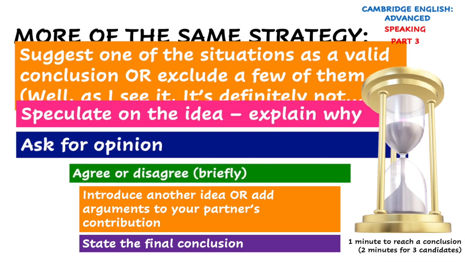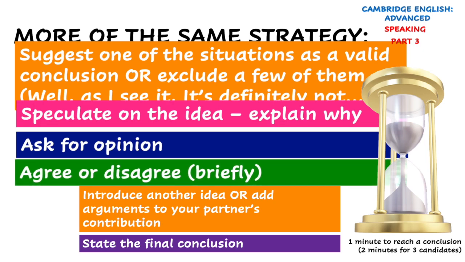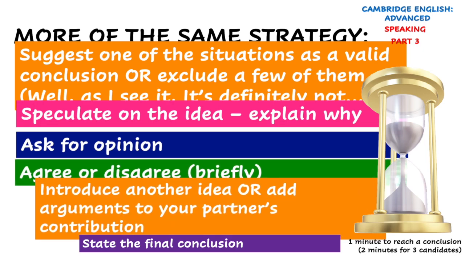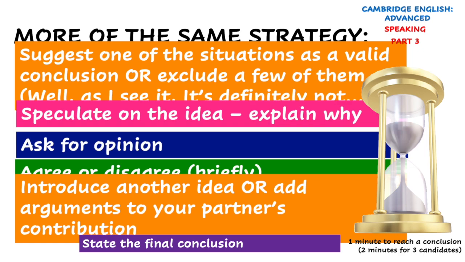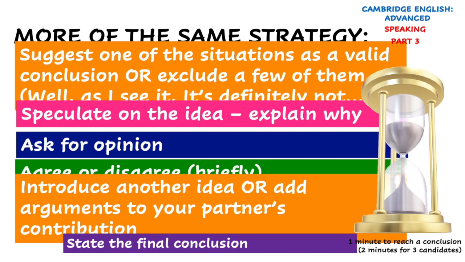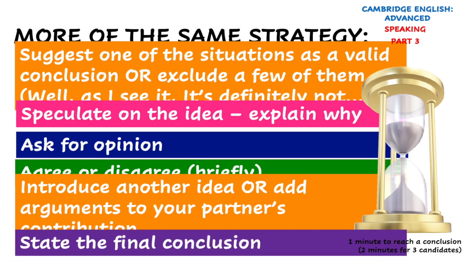Your partner will agree or disagree briefly. You already know this, and introduce another idea or add arguments to the contribution that's already been made. Don't forget that in the end, you need to state the final conclusion. All right, so we seem to agree on this one, or okay, let's agree to disagree. You have your opinion, I have mine, that's okay. So a conclusion needs to be reached at the end of the minute, or 2 minutes if you're in a group of 3.